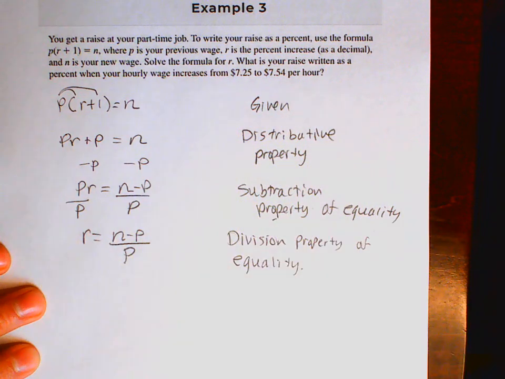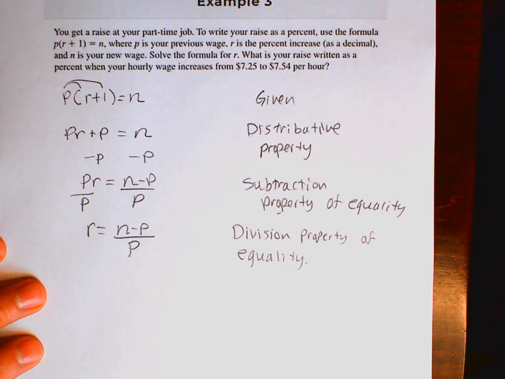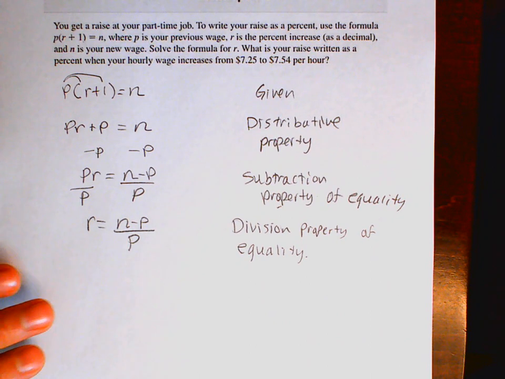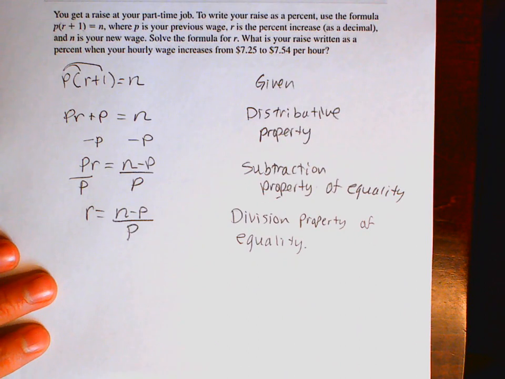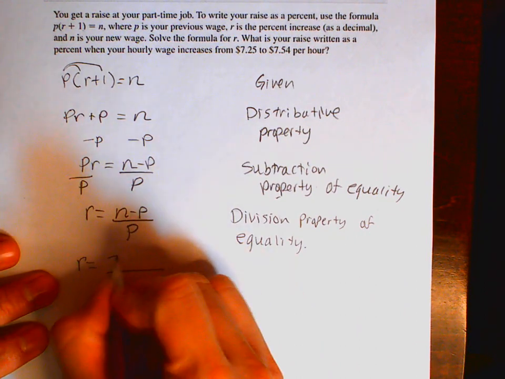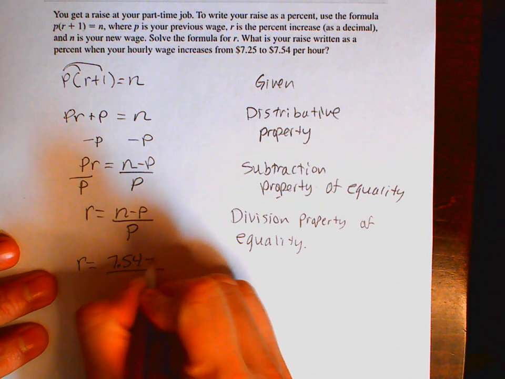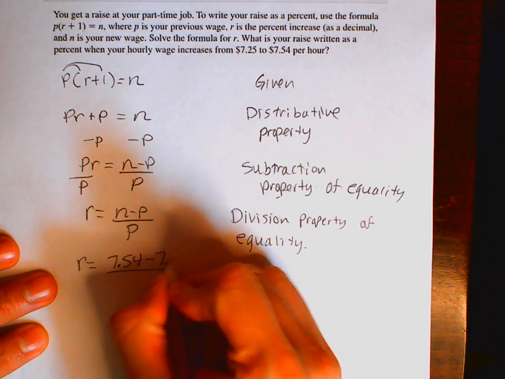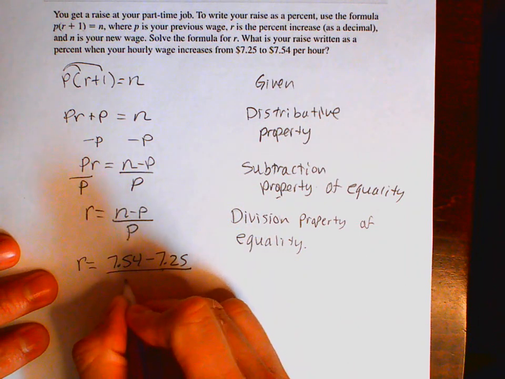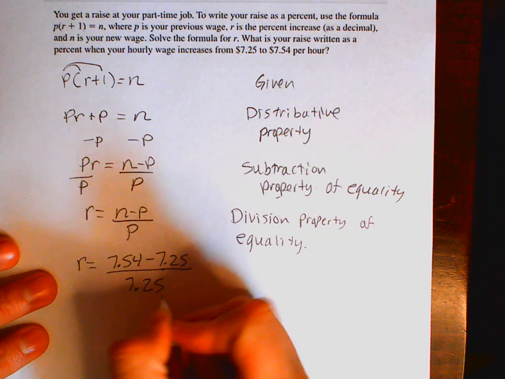Now that just answers the first part of the question. Now it's asking me, what is your raise written as a percent when your hourly wage increases from $7.25 to $7.54? So the rate. Now your new wage is $7.54. Your previous wage is $7.25. All you're doing is literally just substituting the values.